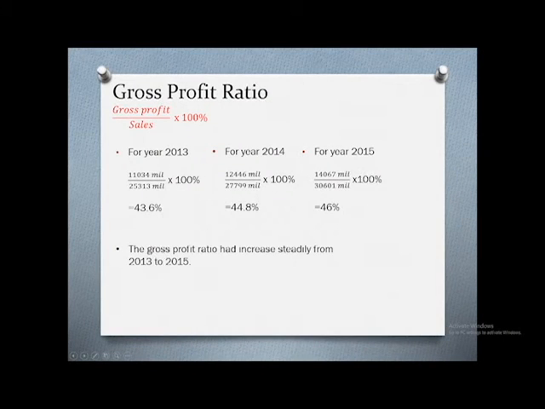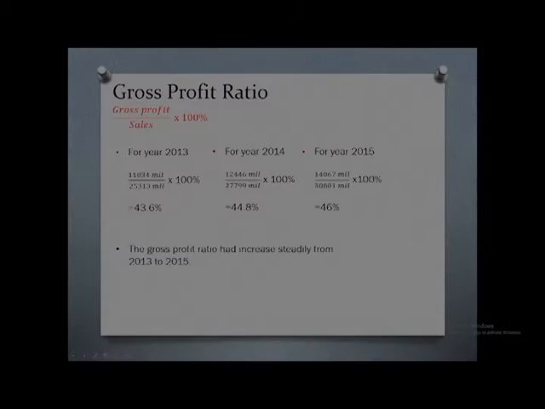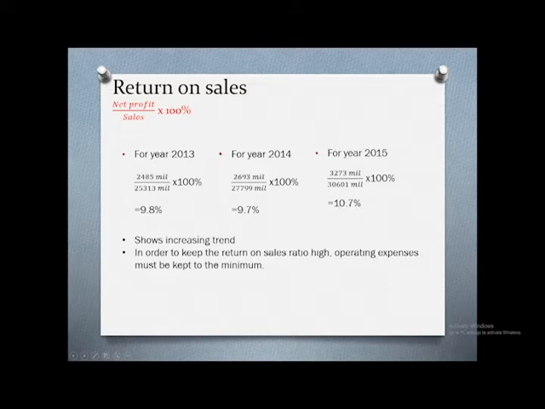The gross profit ratio for Nike has been steadily increasing from year 2013 to year 2015. This may be due to reduced cost of goods sold, resulting in a higher gross profit. The return on sales ratio has shown an increasing trend from 2013-15, although for the year 2014 it is lower. The company then took measures to lower its operating expenses in order to generate a higher return on sales in the accounting year 2015. Hence, in order to keep the return on sales ratio high, operating expenses must be kept to the minimum by cutting costs associated with the selling of stock.